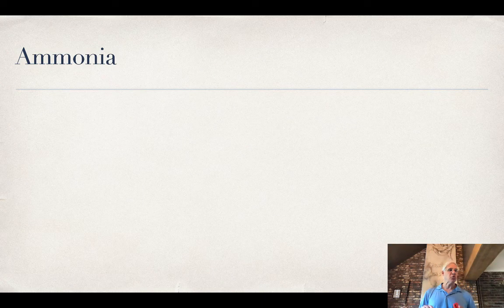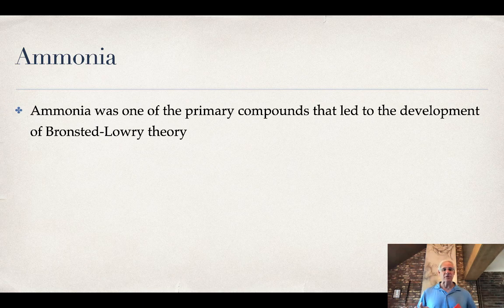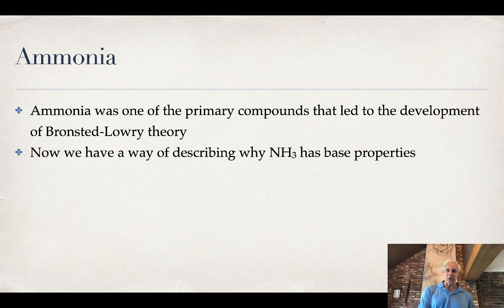So let's look at ammonia, because this was one of the primary compounds, a very common compound, even in the 1800s, that really caused Bronsted-Lowry theory to be developed, because it has very clear basic properties, but it did not fit into the Arrhenius acid-base theory. Bronsted-Lowry theory actually has a way of describing why ammonia has base properties. So let's take a look at that.